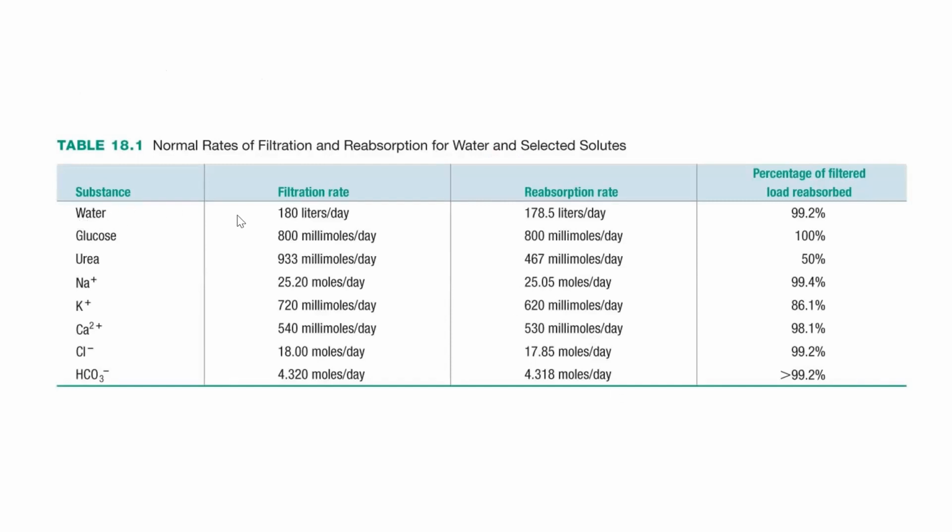Just to take a look at what some of that looks like here. Water, for example, is filtered at 180 liters per day. It is reabsorbed at about 178.5 liters per day, so about 99% of that water is reabsorbed, and about 1% is what we lose as urine. So this is really important in maintaining our hydration state. Glucose, again, is freely filtered across the glomerulus and fully reabsorbed, so 100% of that glucose should be reabsorbed back into the blood. And we should not see glucose in the urine.